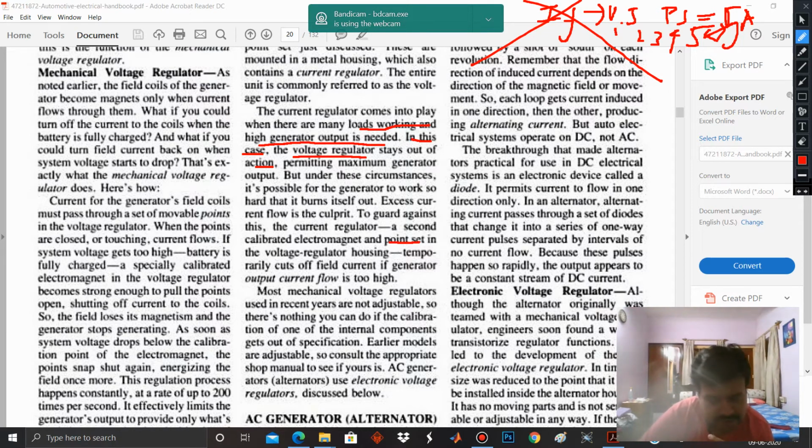And if the field current is not there, the generator will not excite. And if the generator doesn't excite, what will happen? You will not get any voltage at the output. So this is how you control the output current flow.